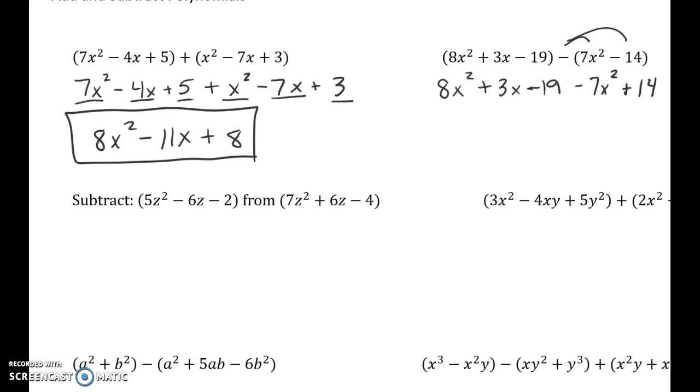Okay, now what can we combine? Well, 8x squared minus 7x squared, that's 1x squared. You can put the 1, but it's not necessary. I have a 3x. There are no other x terms, so I'm just going to write the 3x. And then the minus 19 and the plus 14, that's going to be minus 5. And then that one's done.